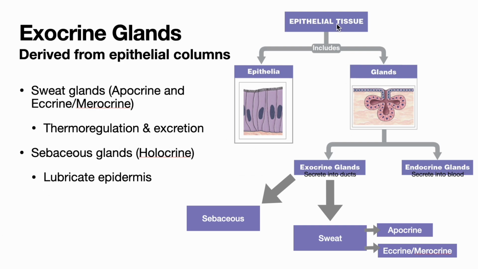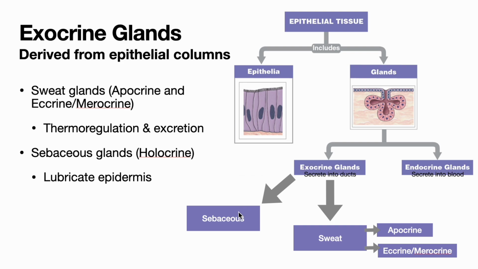So if we look at this little chart, let's just point out that epithelial tissue is going to include all the different kinds of epithelia you already learned about, but also some glands. We have two different kinds of glands, exocrine glands and endocrine glands. Endocrine glands secrete into the blood directly. That includes like the islets of Langerhans that produce insulin, for example. But in the skin, we're interested in exocrine glands, which secrete into ducts, and then those secretions go to where they need to be used.